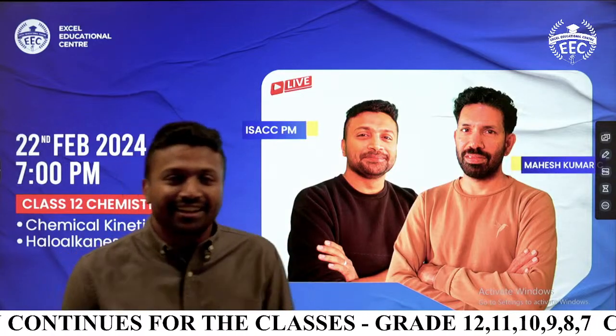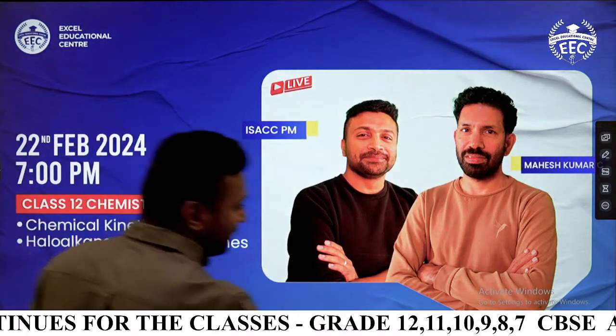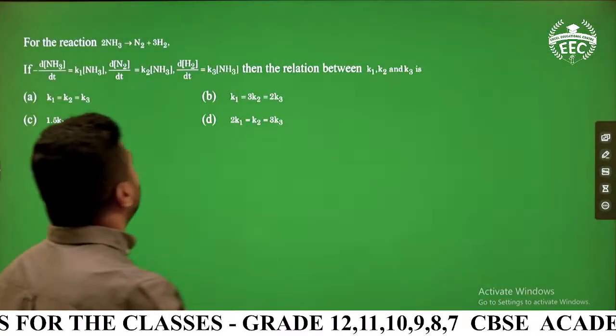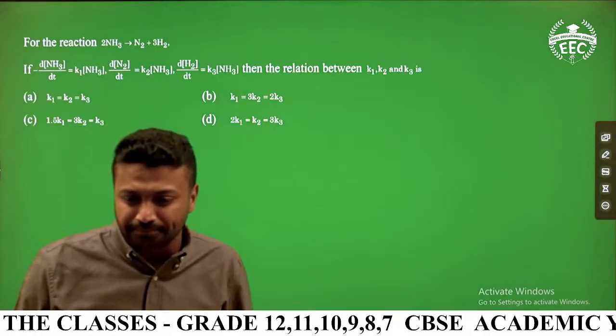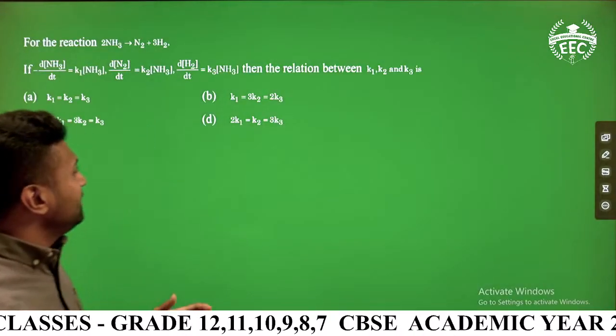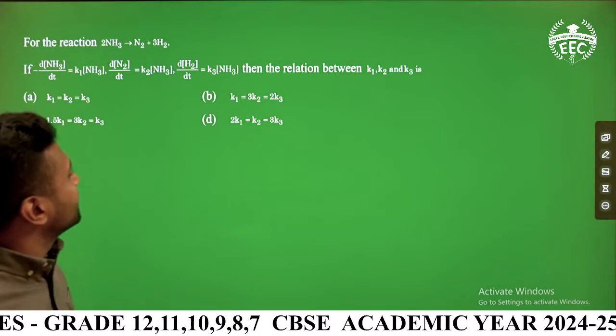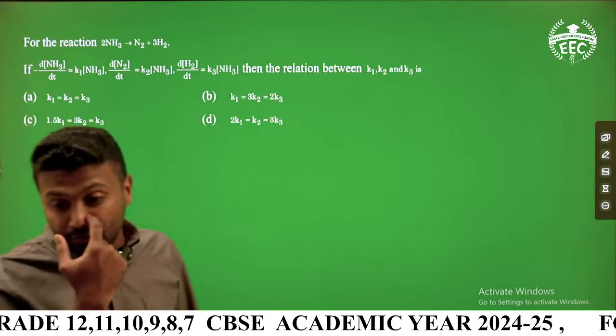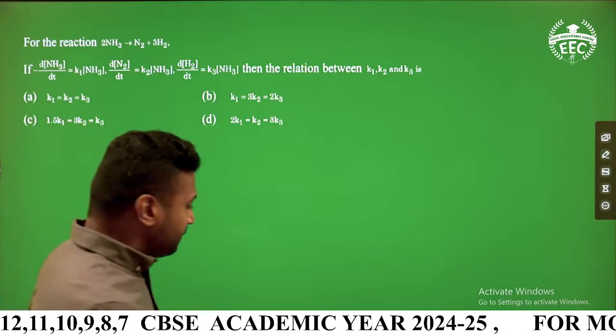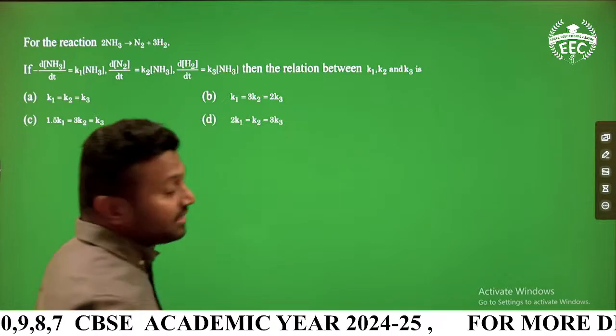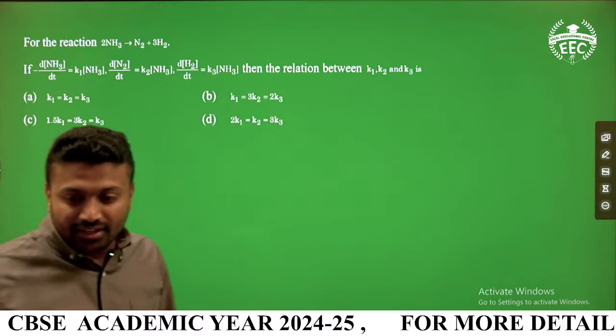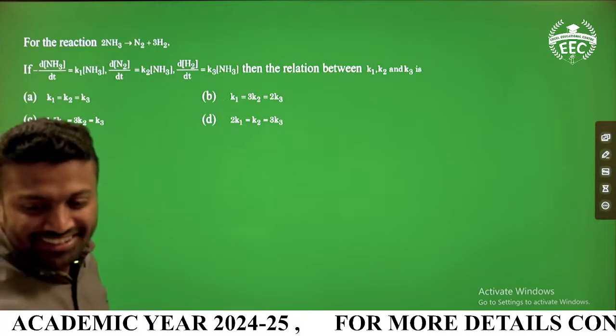I'm starting question number 1. It's actually regarding the chemical kinetics chapter. You may see this question in my module test, I mean our Excel module test. Let's try to solve this one. Question number 1 is related to the instantaneous rate of the reaction.